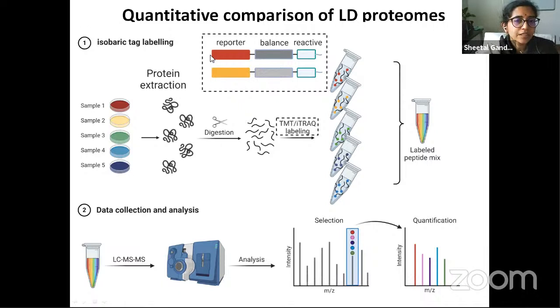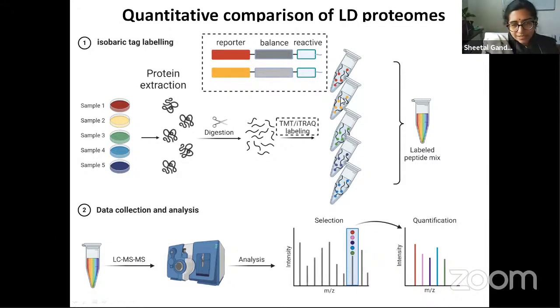And the ratio between the size of this reporter and the size of this reporter will give you a ratio of the abundance of this sample versus this sample. So now imagine all the peptides of all the proteins of sample one are tagged with this red reporter, second one with the yellow, third one with the green, and so on and so forth. And finally, what you have is for each peptide that the mass spectrometer is detecting, you have the intensity of red, yellow, green, purple, blue, whatever the labels are, as an output. Now you can identify ratios between each of these to tell you the relative abundance of peptide A in this sample versus this sample.